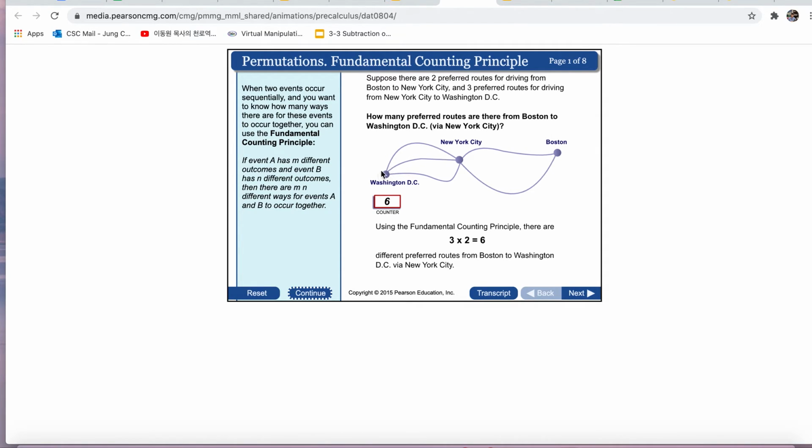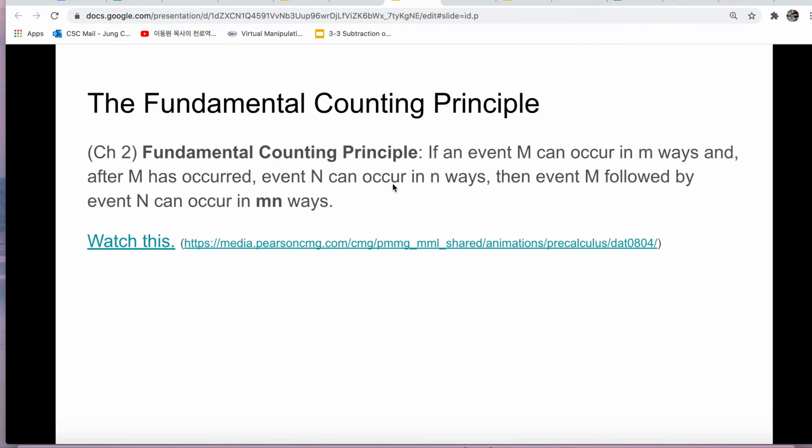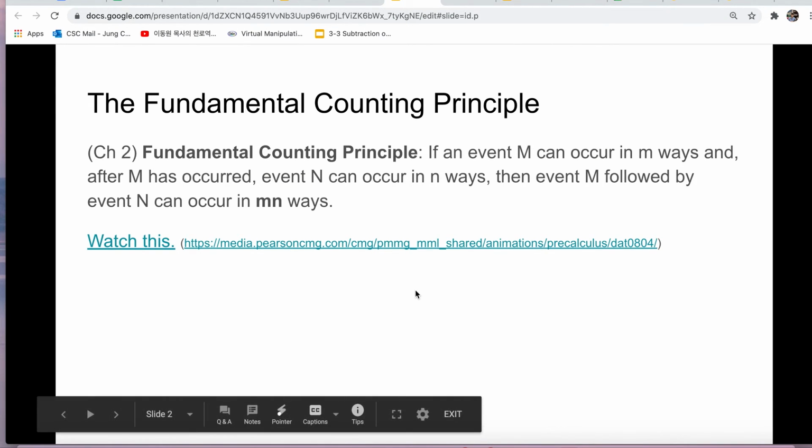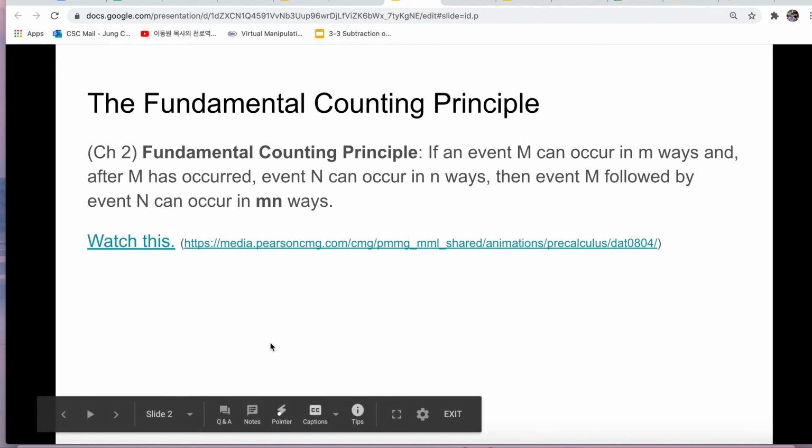That's the same as choosing 3 for the first route from Washington DC to New York City. Then you have 2 options from New York City to Boston. So you can multiply 3 by 2, right? So going back, there we go. We get to know that if there are 2 events that occur in consecutive ways and the first outcome doesn't affect the second one, then we can just multiply them together, right?